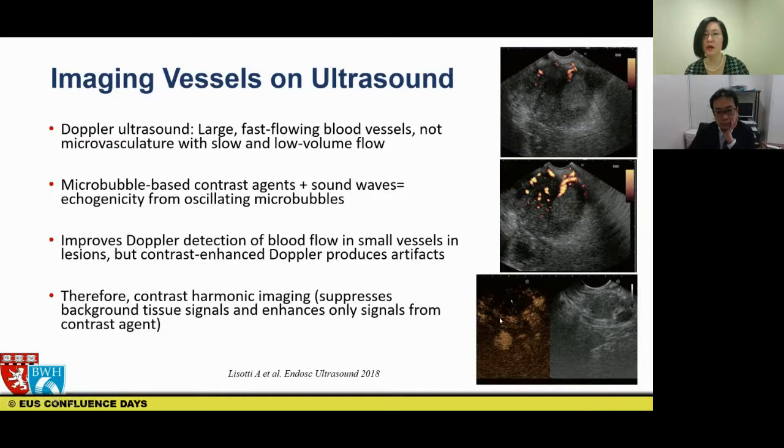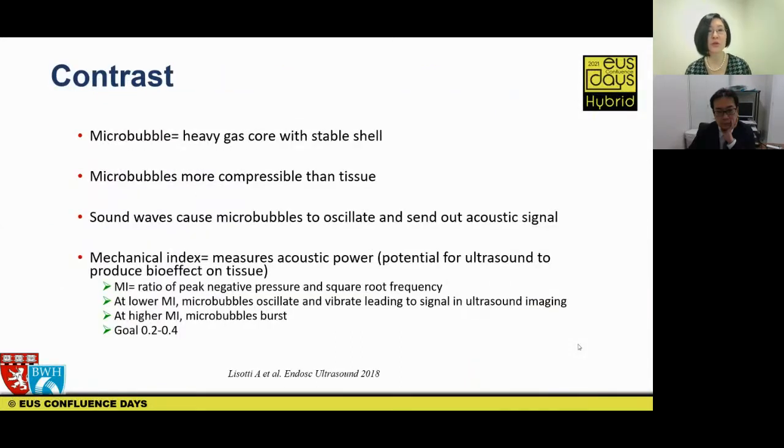And you can see there this hypoechoic mass that's not enhancing with contrast. And also note that the resolution is poor with contrast harmonic EUS imaging, which is why you need this dual imaging with the B mode as well. So microbubbles, what are they? They're basically a stable shell that's encasing a heavy gas. And these microbubbles are more compressible than tissue.